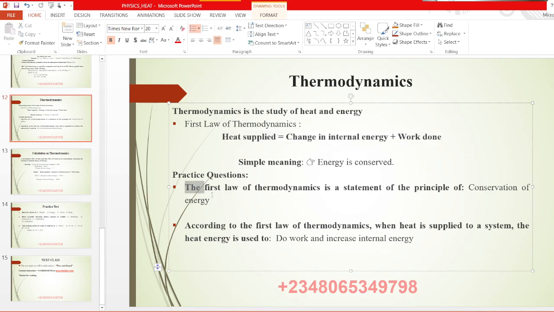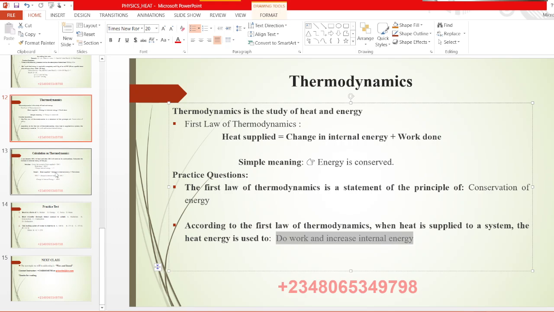So let's look at the question. The first law of thermodynamics is a statement of the principle of conservation of energy. Energy is neither lost nor created, it is always conserved. According to the first law of thermodynamics, once heat is supplied to a system, it will cause a change in internal energy with work done. So the answer is do work and increase in internal energy.